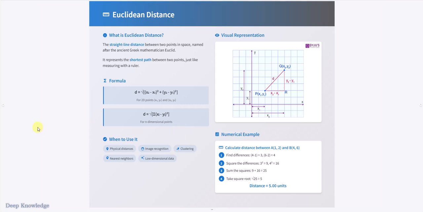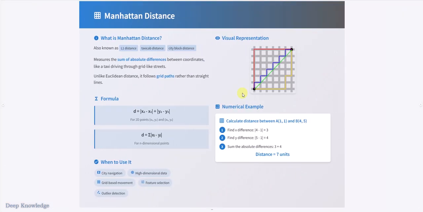When to use Euclidean distance: we have used it in the SIFT and SURF algorithms for matching, and there are some others. Usage includes physics, distance, image recognition, clustering, nearest neighbor, and also low dimensional data. So this is the Euclidean distance.